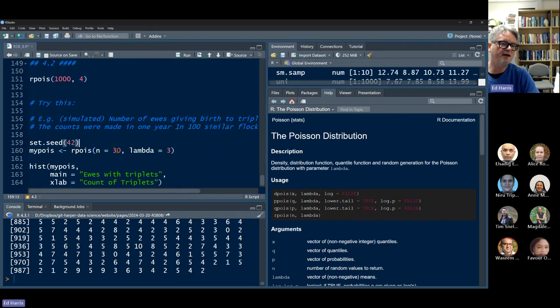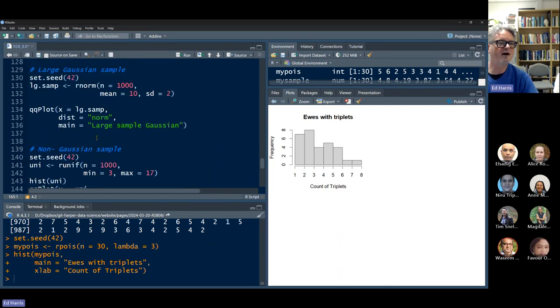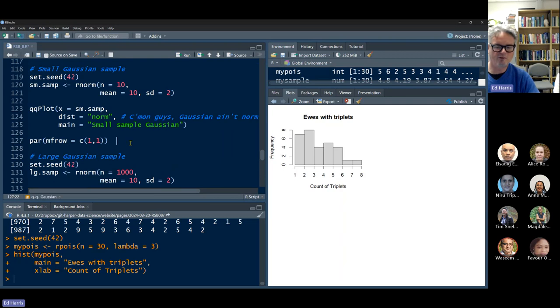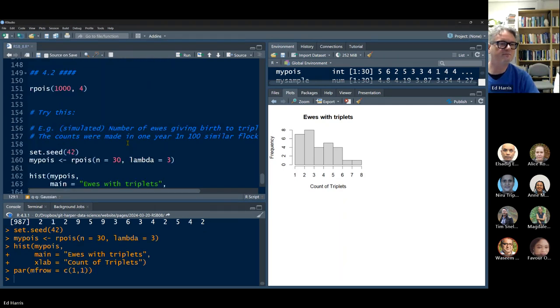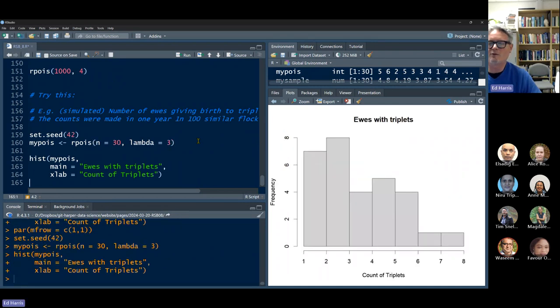The set seed here, where I'm going to get 30 values of lambda equals 3, and make a histogram of it. Now look at that. I didn't reset my graph, so I'm just going to reset that. Go back and remake that graph. There we go. So this is typical of a Poisson distribution.